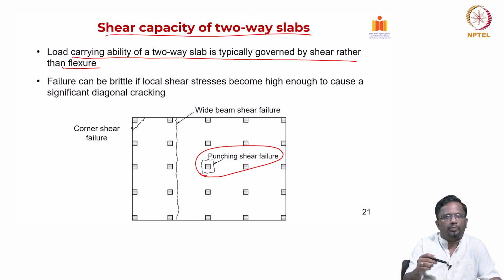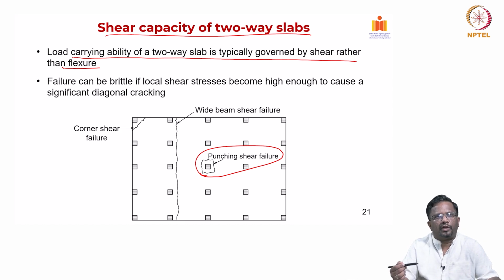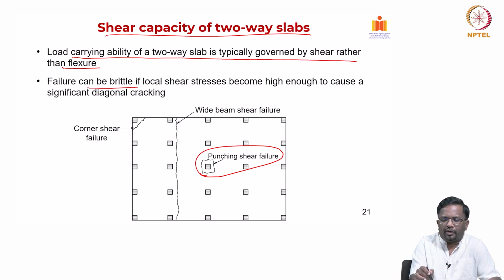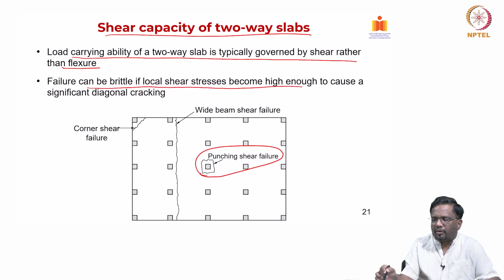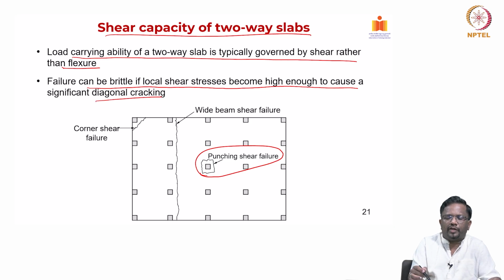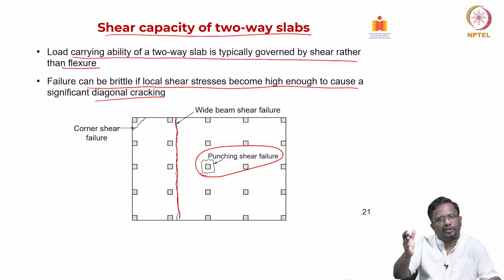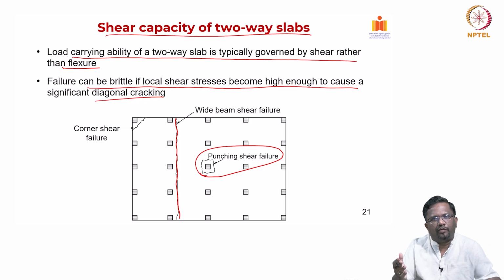So, the failure will most of the time be governed by shear, and the failure can be brittle if local shear stresses become high enough to cause significant diagonal cracking. Now, there are two failure modes. The one is the typical one-way shear failure mode. When you are doing the design strip at a critical section, you can have one-way shear failure, but typically it is not very common, right, especially for a flat plate structure.